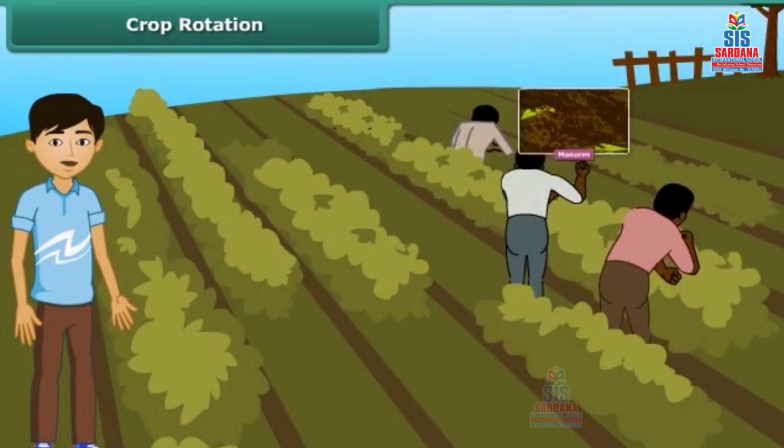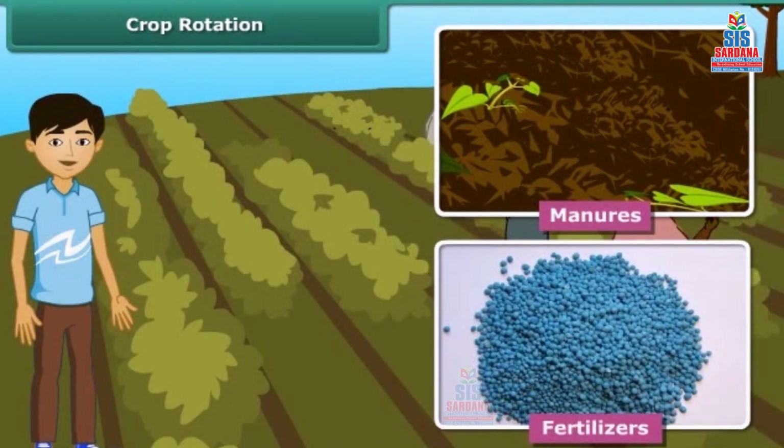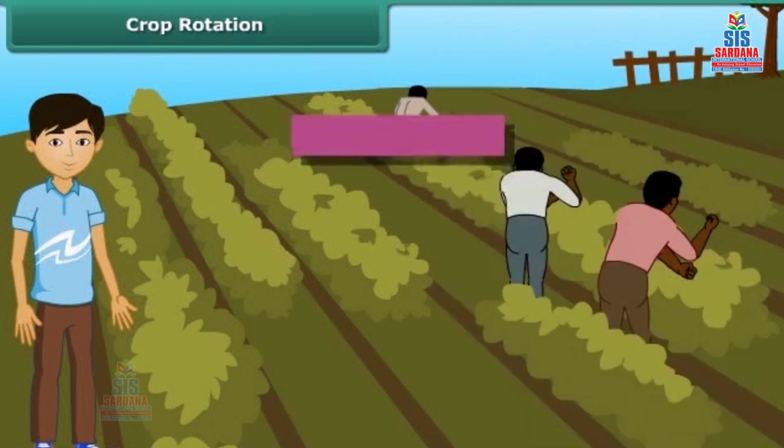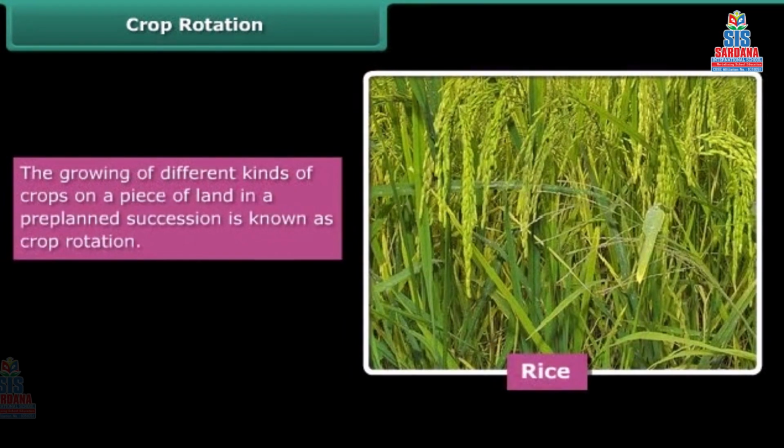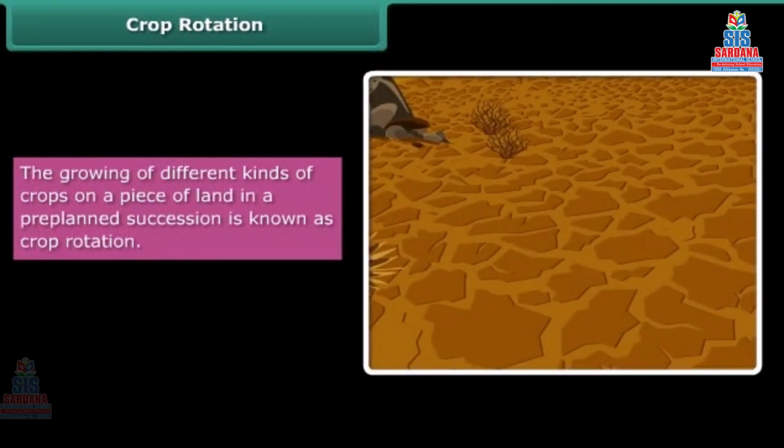Till now we have learned about manures and fertilizers and their uses. Now let us move on to know another method of replenishing the soil with nutrients. It is known as crop rotation. Do you know when a cereal crop like rice is grown in the soil, it uses up a lot of nitrogenous salts, so that if another cereal crop is grown in the same soil, the soil becomes nitrogen deficient.